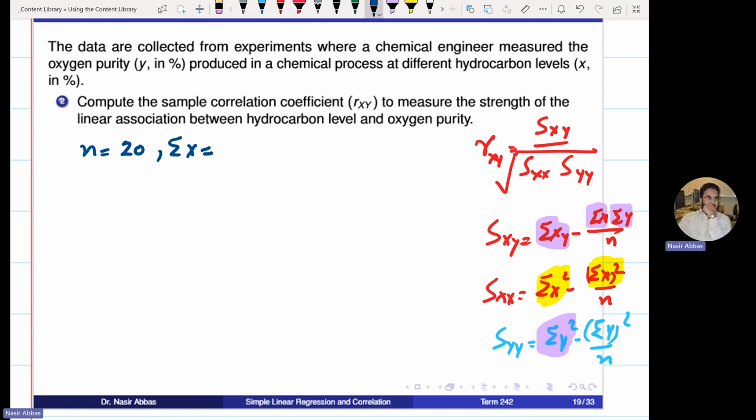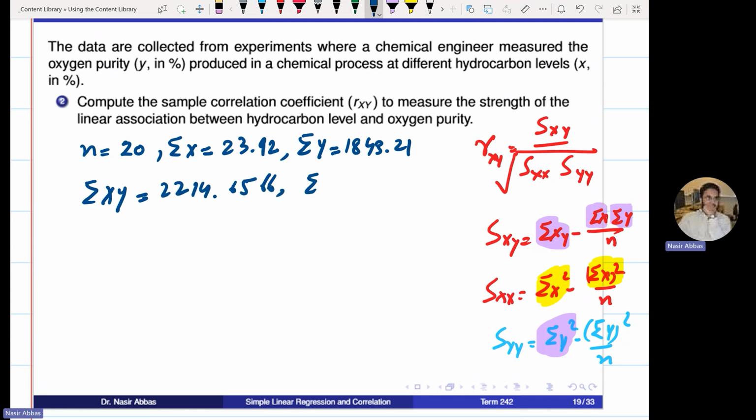I found the sum of X, it was 23.92. Sum of Y was 1843.21. Summation XY was 2214.6566. Summation X square was 29.2892. And summation Y square was 17044.5321. I got these five sums from the data.